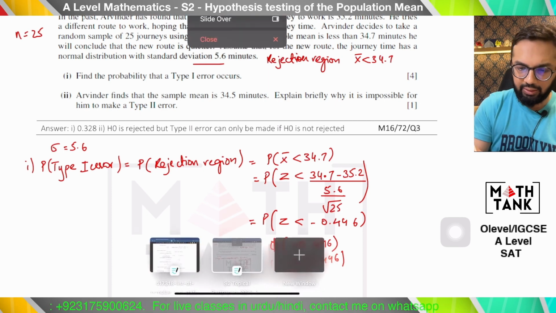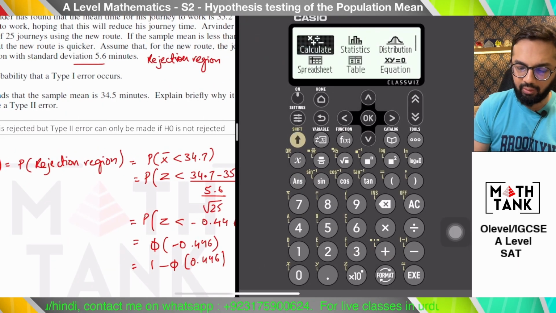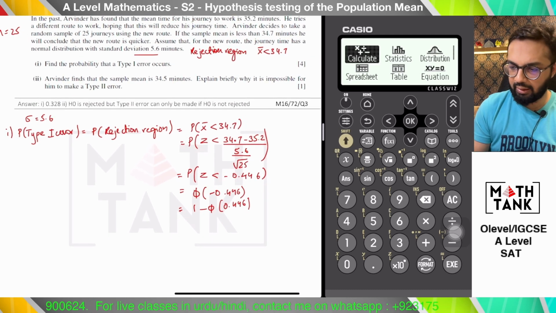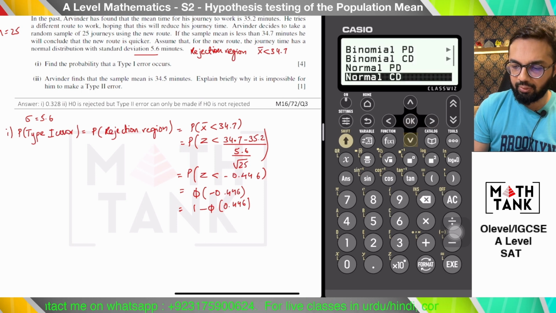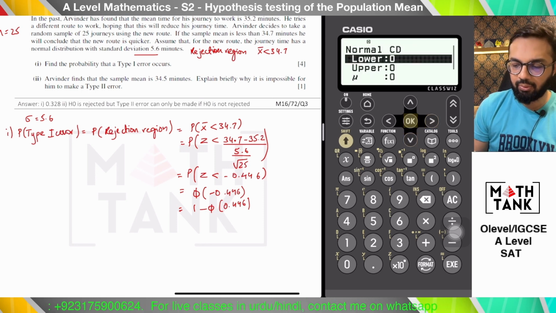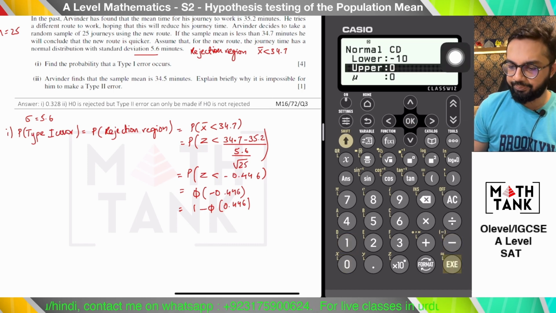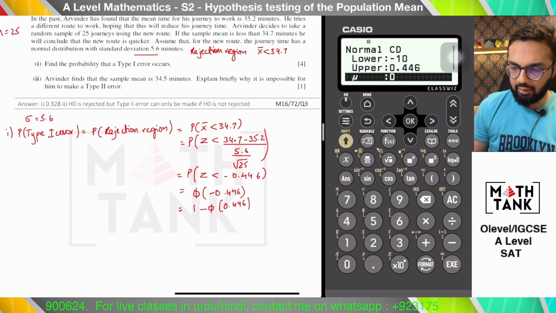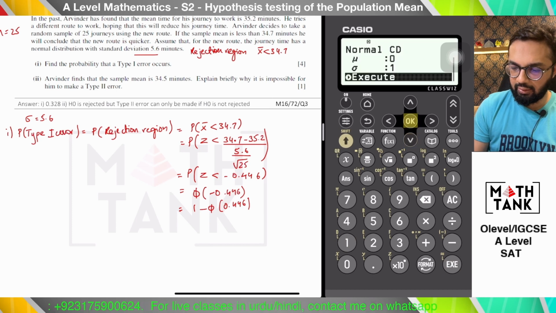If you don't already know that, I have videos explaining that. You can go to the classwiz videos and find this out. This is the new classwiz calculator. I'm going to calculate on this. I can see distribution in front of me. I am going to say that I want to go to the normal cumulative distribution. Since I am calculating phi, I'm going to put in minus 10 as the lower and then 0.446 as the upper, and mu is 0 and sigma is 1. Okay, let's execute.